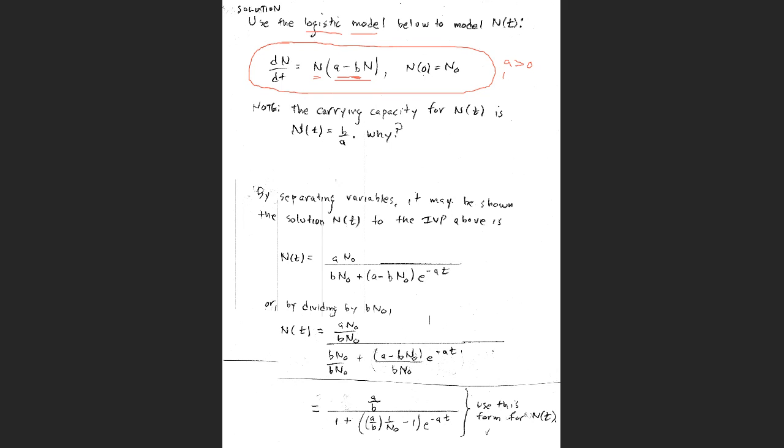Yeah, A is greater than 0, and B is greater than 0. So the idea here is you're saying that the growth rate is proportional. I want to be careful because we don't have a K in front, but it's okay. You're saying that the growth rate is dependent on really two factors.